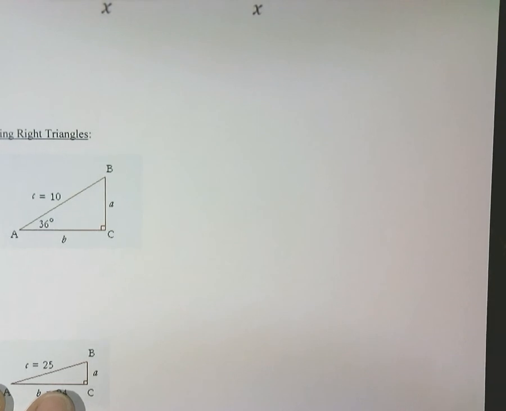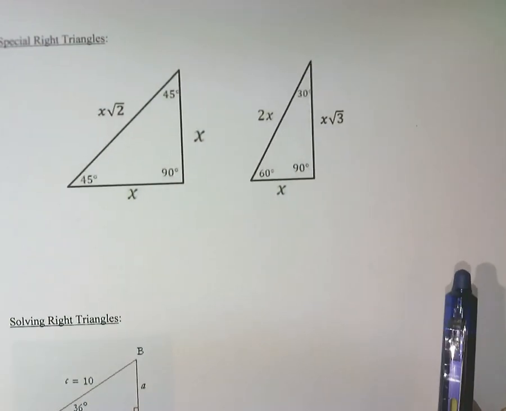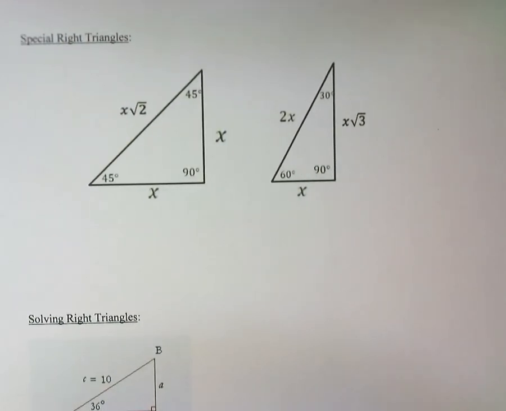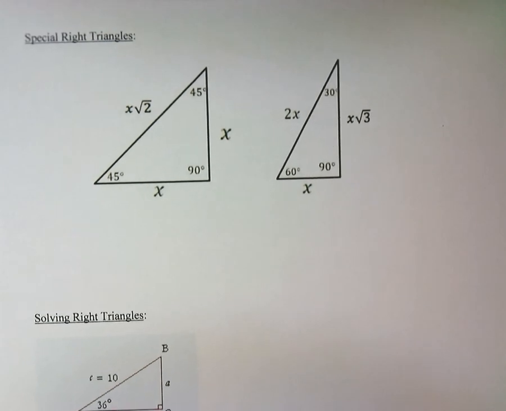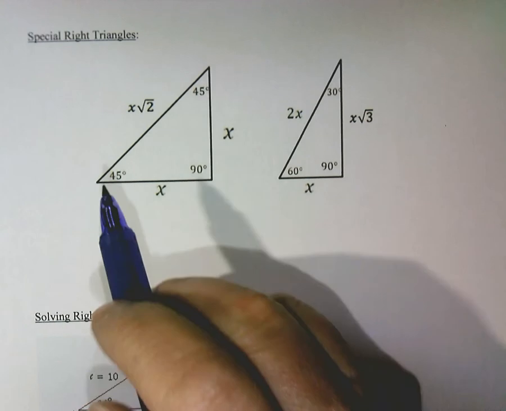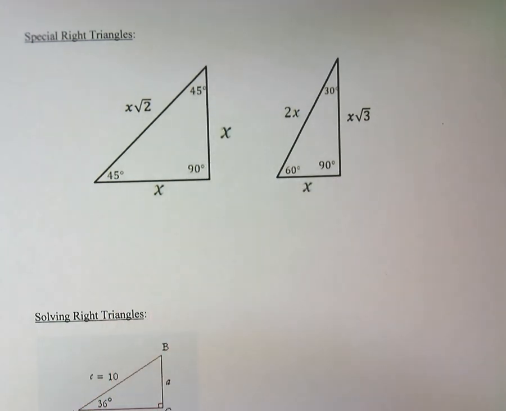In solving right triangles, let's look at special right triangles first, and then we'll solve some triangles. There are special right triangles, the 45, 45, 90 degree triangle. And there are different ways to memorize this. I was really bad about memorizing this, so I just always tried to figure it out.